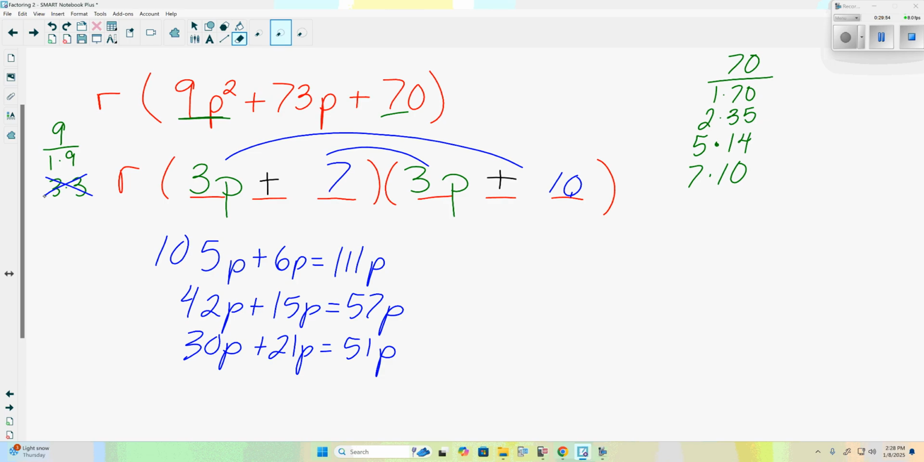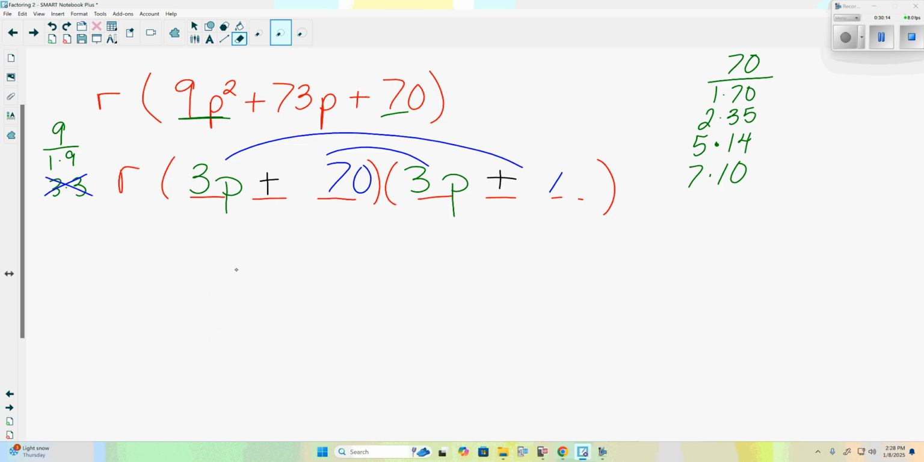Okay, we've done all the combinations with 3 and 3. 3 and 3 is out. Because the only one we didn't do is 1 and 70. And if we did 1 and 70, well, third time's charm. 3p times 1 is 3p. Plus 70 times 3p is 210p. So 213p. Yeah, 70 and 1 is not it. Okay.